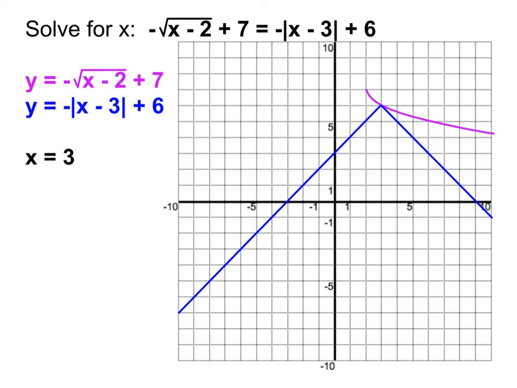The same principle will work for any other combinations that you see along the way. We did some combinations here with quadratics and absolute values, or here like the square root and absolute value. But of course, no matter what your function types are on both sides, you can still graph the left side, graph the right side, and just look to see where they intersect.